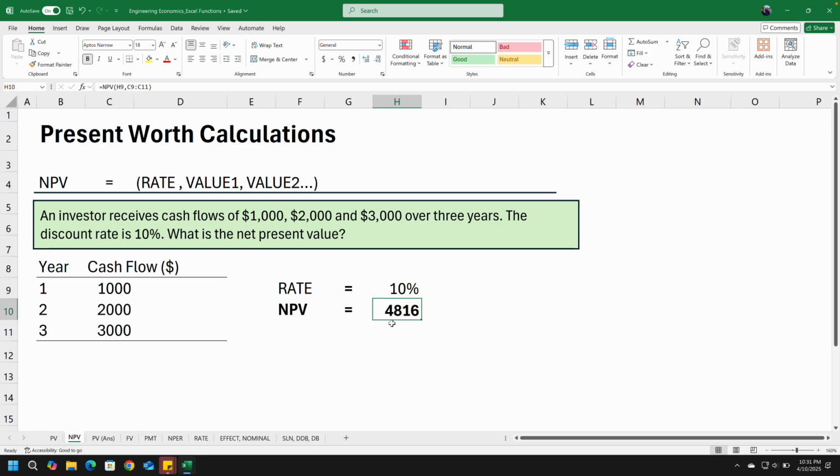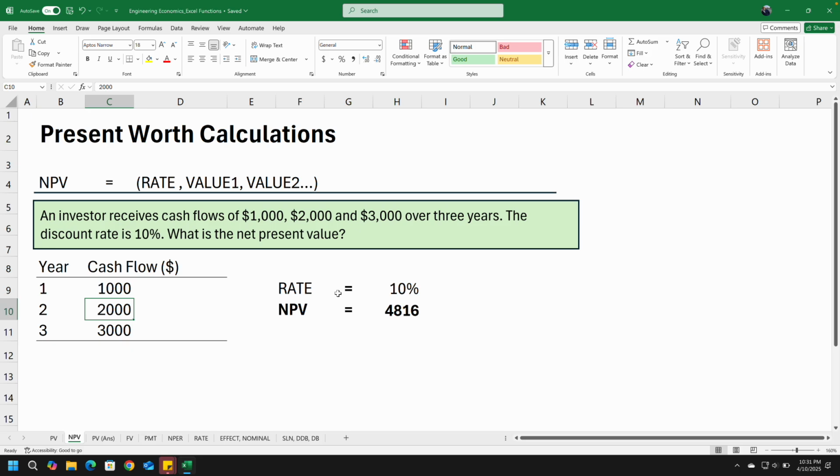So we get $4,816. Now what does this value mean? It just basically means that we know all of these cash flows are at year 1, year 2, and year 3. This value represents what if we brought all of this cash into year 0. How much cash would we have in hand considering the interest rate here, right? And so that basically is what the NPV is.